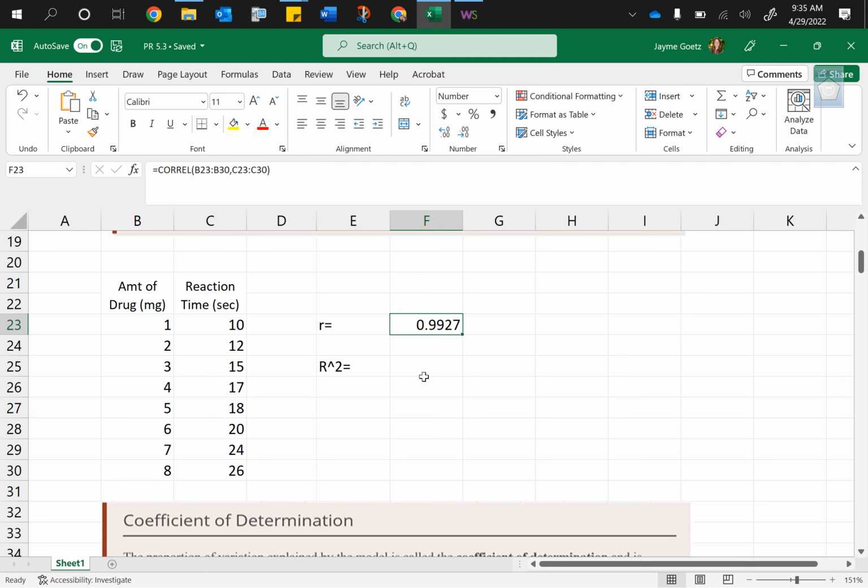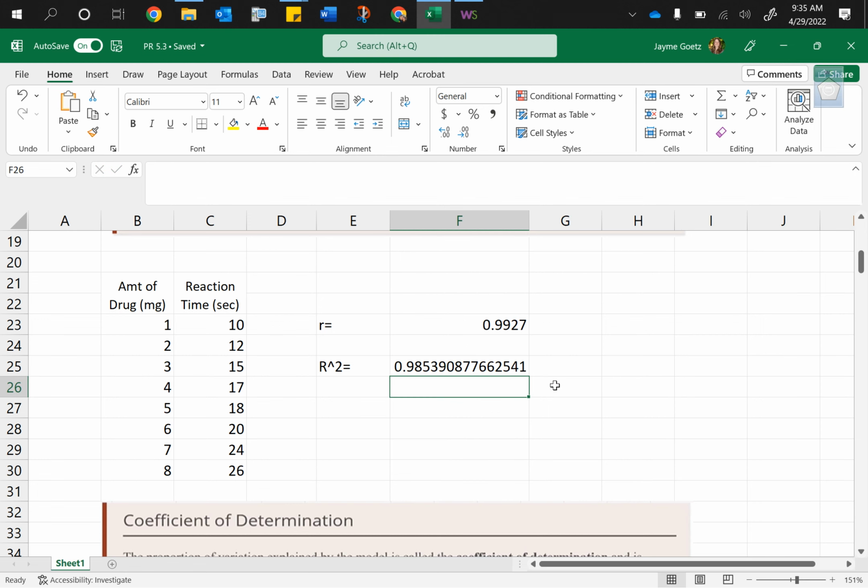All right? Now, the next thing we want to find is our r squared value. Our r squared value is literally just going to be our little r squared. So I'm just going to type in equals, take that, and square it. And again, I don't want that many decimals. It's going to be about 0.9854. Okay? That's our r squared value.